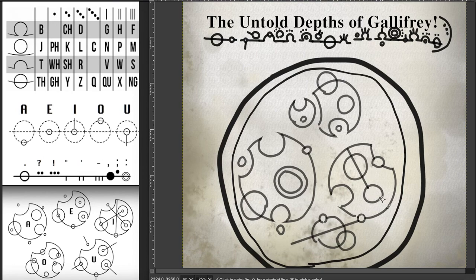So U, N, T, O. And now we have the L. And I'm going to make a dot chain. Because this has dots and this has dots. So I might as well connect them up. So here's 1, 2. I'm going to make these bigger.